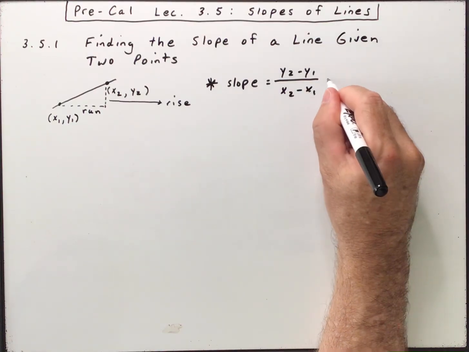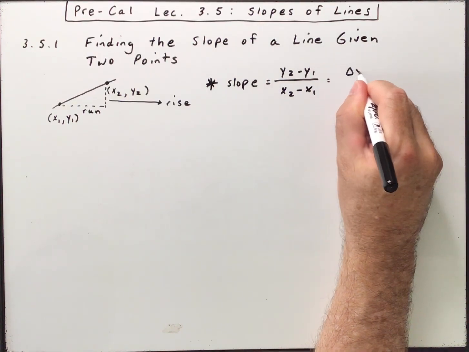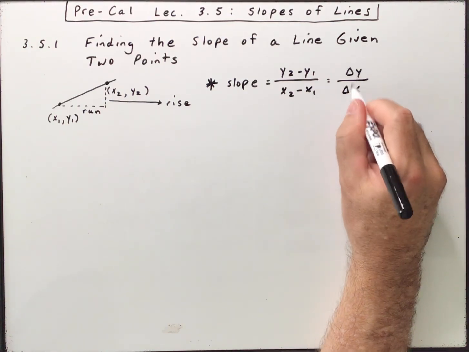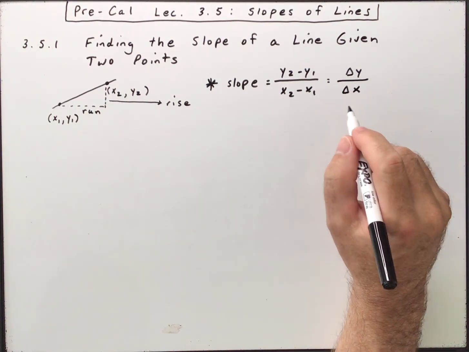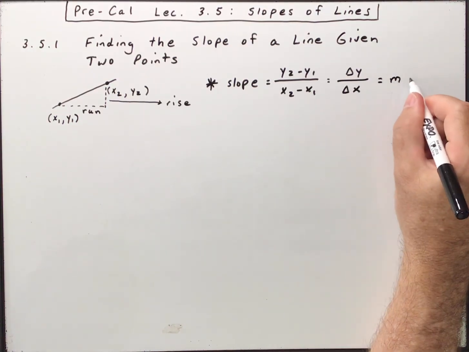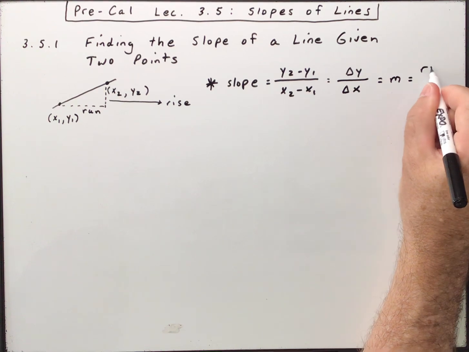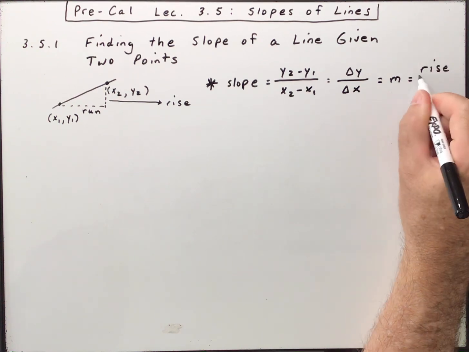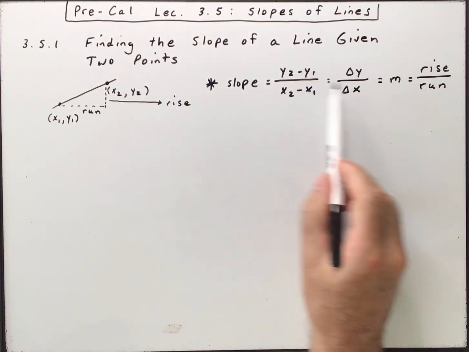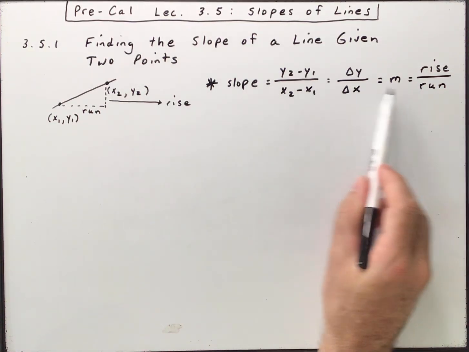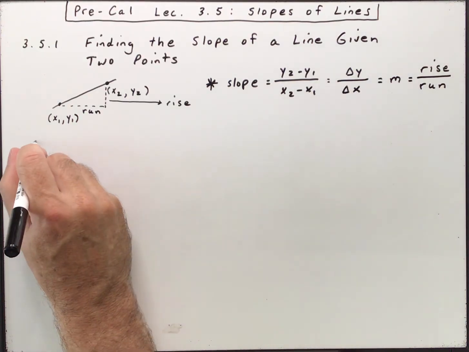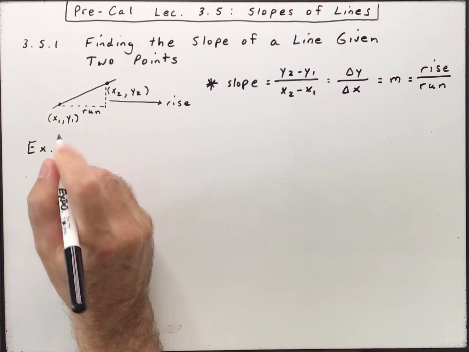All right, so that's what we call the change in y over the change in x. Okay, so this delta just means change. You've seen that probably in your chemistry class. We call that the letter m, and we can also call that the rise over the run. Okay, so all of that is just a way to calculate slope, or a way to signify slope. So let's do some examples with 2 points.